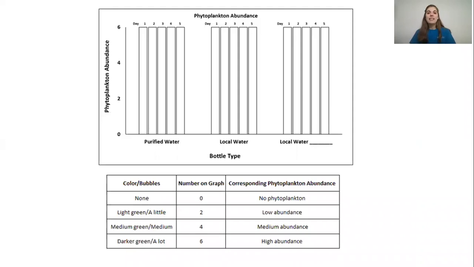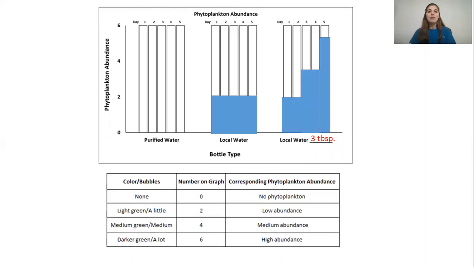The students will then take their pictures and learn how to translate qualitative data into quantitative data using this graph and table below. The color or the number of bubbles in each bottle corresponds to a specific number on the graph that then corresponds to a specific phytoplankton abundance. Here I have a mock graph showing what this data might look like.